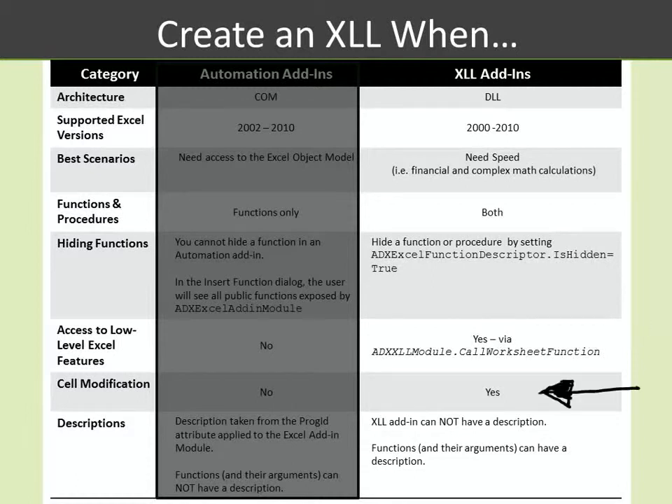And if you need cell modification, that's possible with XLL add-ins. More information is obviously available in the developer guides available online at addinexpress.com. And then in regards to descriptions, it's not really important for the XLL to have a description, but you really want your functions as well as their arguments to have a description. The difference here with automation add-ins is that the automation add-in can have a description, but then its functions and arguments cannot. So if these are the things that you need most or value most in your add-in, then an XLL add-in is the way to go.